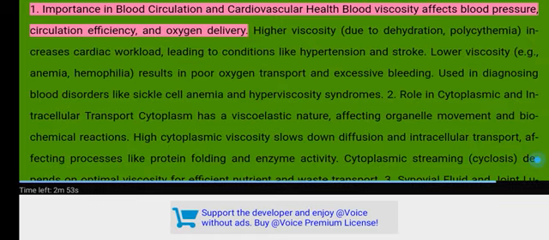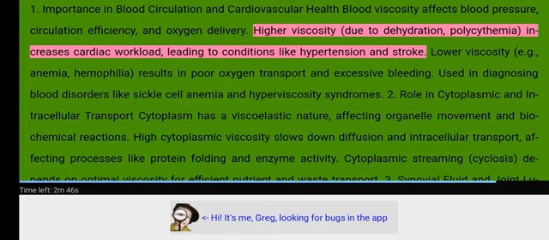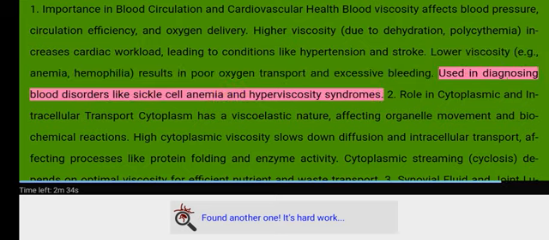1. Importance in blood circulation and cardiovascular health. Blood viscosity affects blood pressure, circulation efficiency, and oxygen delivery. Higher viscosity due to dehydration, polycythemia increases cardiac workload, leading to conditions like hypertension and stroke. Lower viscosity, e.g., anemia, hemophilia, results in poor oxygen transport and excessive bleeding. Used in diagnosing blood disorders like sickle cell anemia and hyperviscosity syndromes.